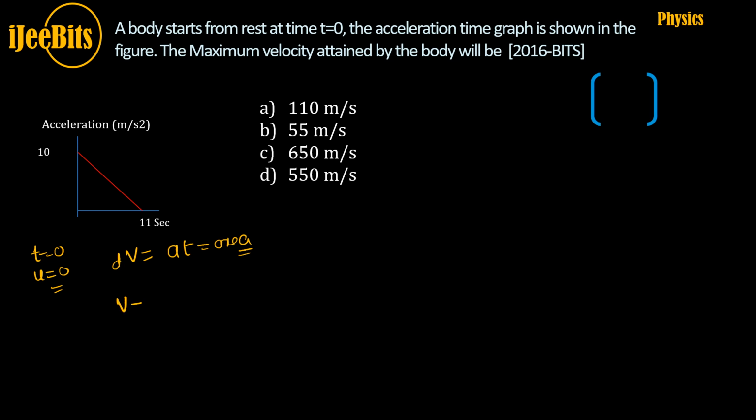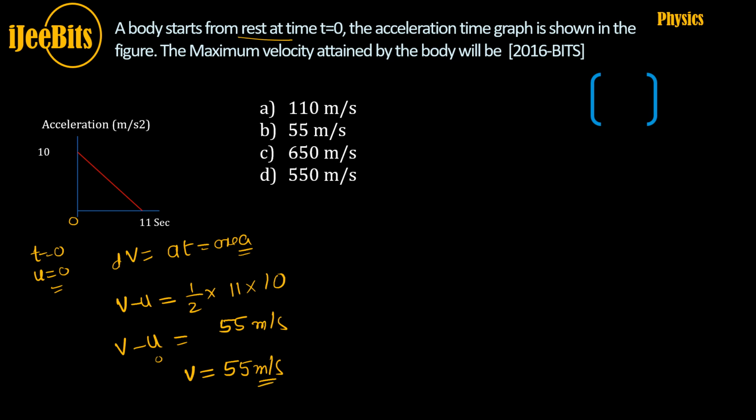It means v minus u equal to area under the curve. Area under the curve is how much? Half base, how much? 11, because this is 0, right? So it is 11, and height is how much? 10. So totally how much do we get? Half times 10 is 5, so 5 into 11, 55. 55 meters per second, v minus u. But the hint given is that at t equal to 0, we are at rest. That means initial velocity is 0. So the maximum velocity we get is this only, right? The answer is B.